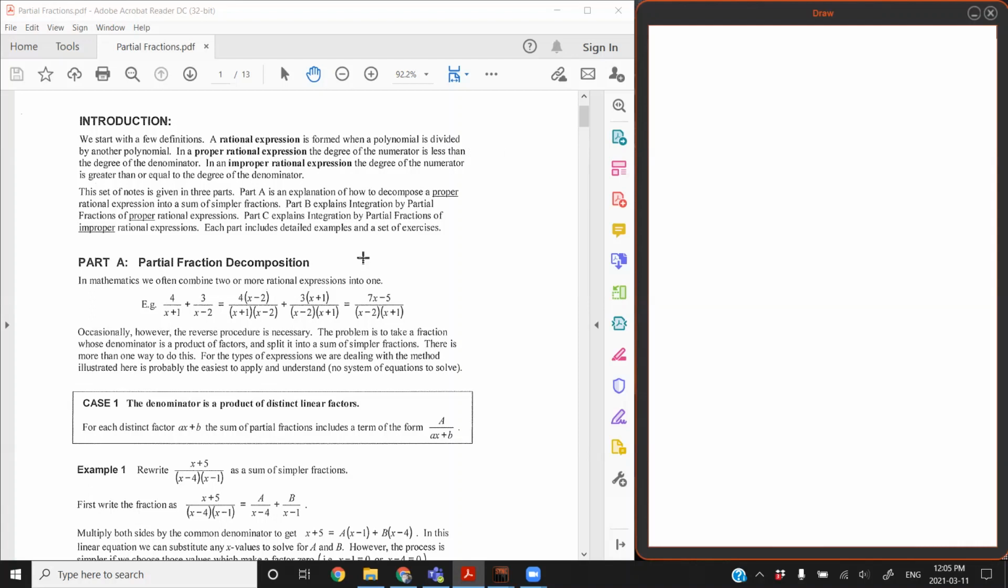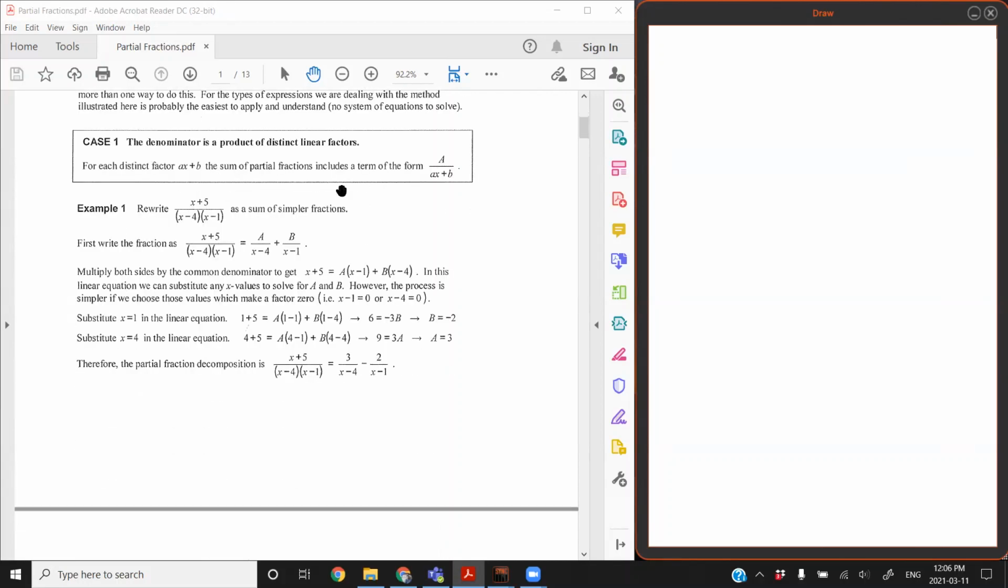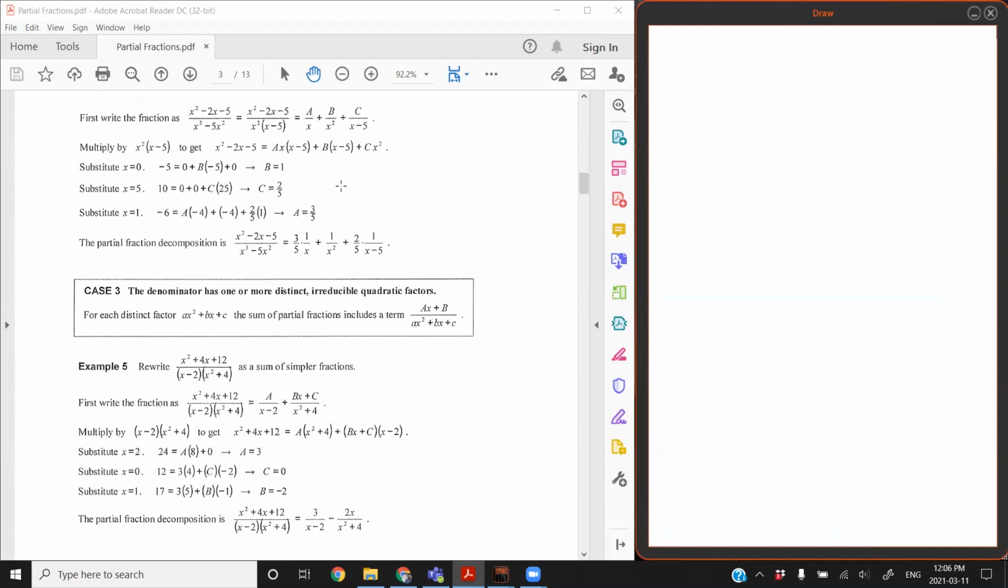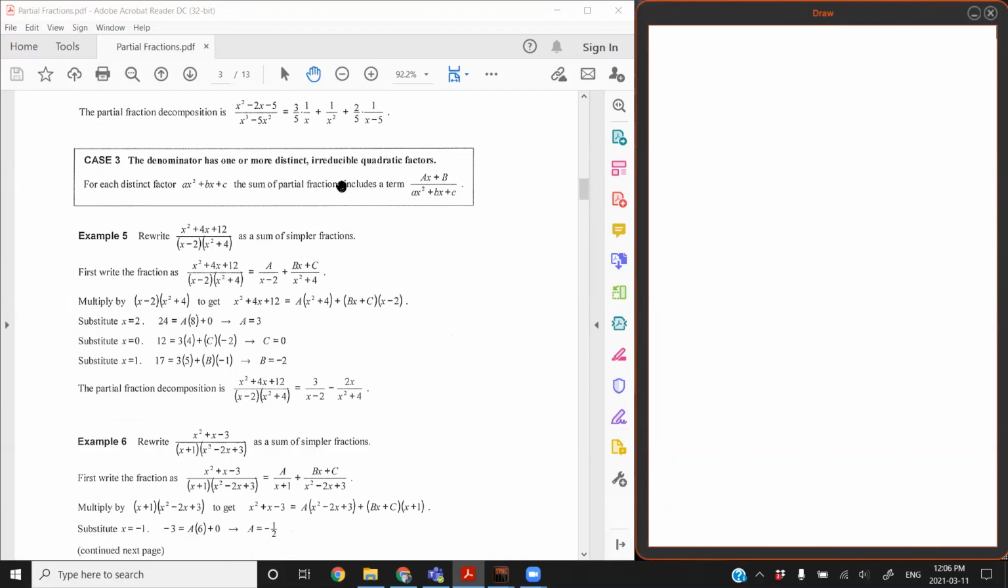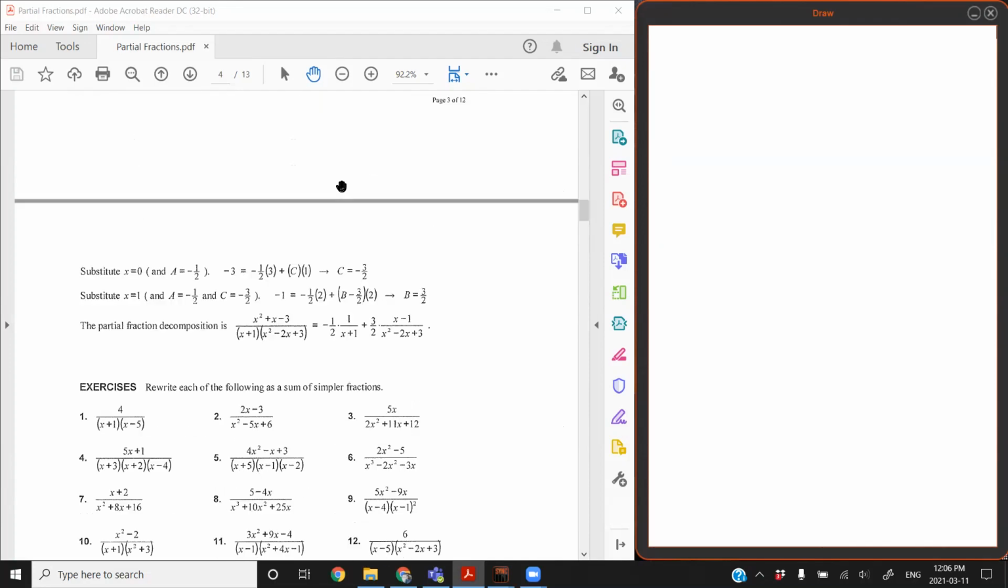And we learned that there are three cases. Case one is when you have a distinct product of linear factors at the bottom of the expression. Case two is when you have linear factors, but they have been repeated more than once. And case three is the case when you have a quadratic factor, which cannot be factored into linear ones. So you have an irreducible quadratic factor. And we learned how to decompose it into simpler fractions.